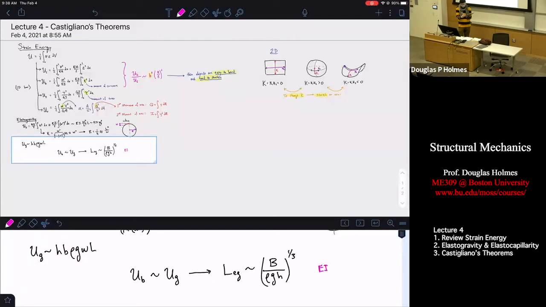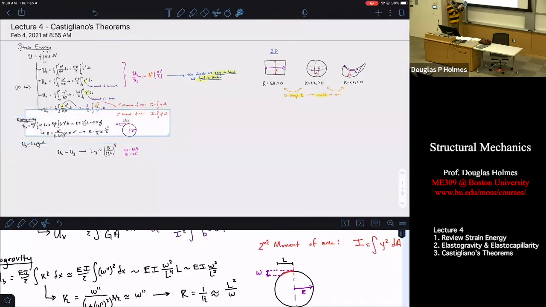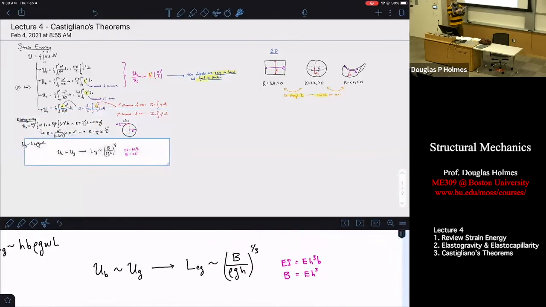So if EI is E H cubed B, then the bending rigidity is E H cubed. It's kind of like EI per unit width. The widths all cancel out here, because there's a width appearing in your gravitational energy, and there's a width appearing in your I. So those B's cancel out, so we use a slightly different notation here.